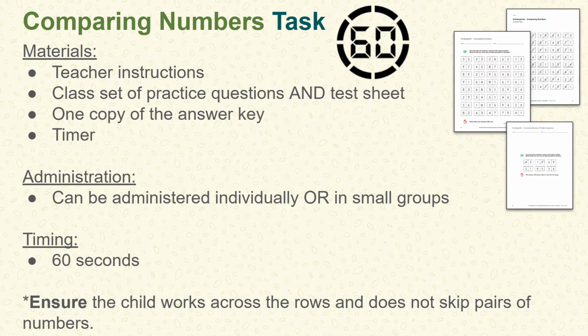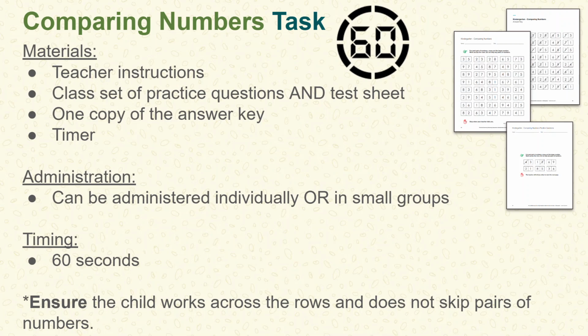So there is just one task within comparing numbers. And for this task, you will need the following materials. You will need the teacher instructions, which have detailed instructions and scripts for you to use for this task. You will need a class set of the practice question, and you will need a class set of the test sheet, both of which are student facing, so you'll need one copy for each student. And then you will also need just one copy for yourself of the answer key so that you can total the raw score on this page.